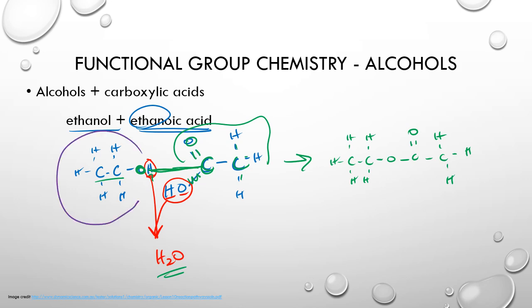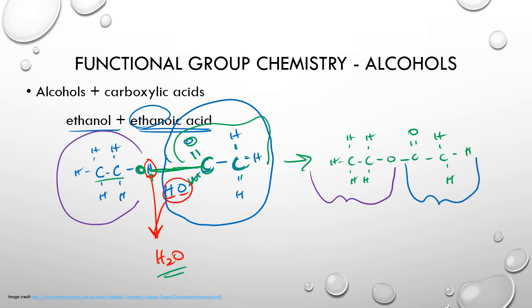So this part that used to be the alcohol is here. This part, my carboxylic acid, is here. And what do I form in the middle? That ester. So here's our ester group in the middle. So once again, esterification. I'm going to call this guy ethyl, 1, 2, ethanoate. Ethyl ethanoate. Good. All right, we did it.